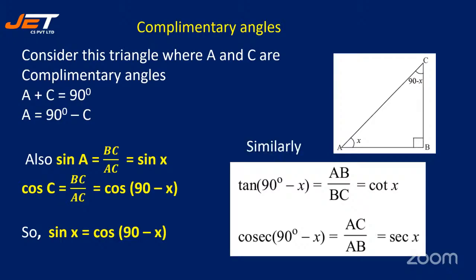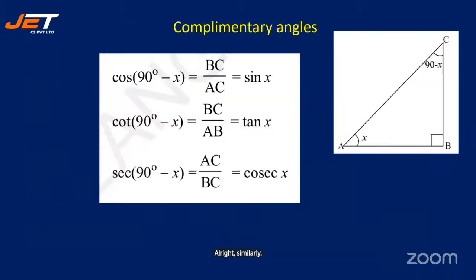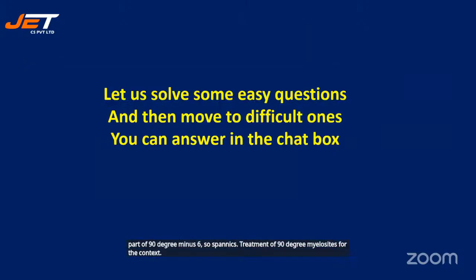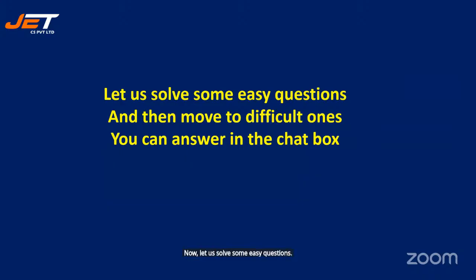All right. Similarly, cos of 90 degree minus x is sin x. Cot of 90 degree minus x is tan x. Secant of 90 degree minus x is cosecant x. Now let us solve some easy questions and then we can move on to the difficult ones. You can answer in the chat box.